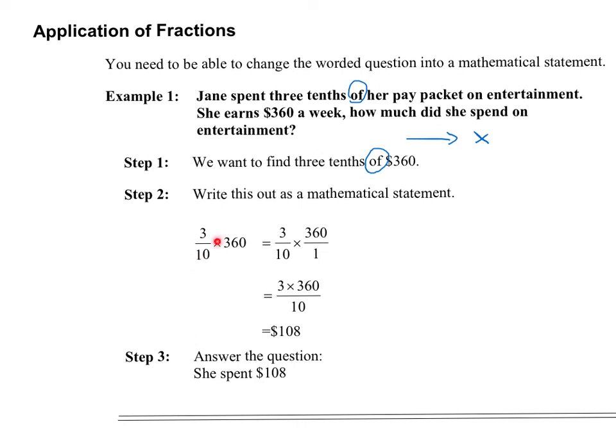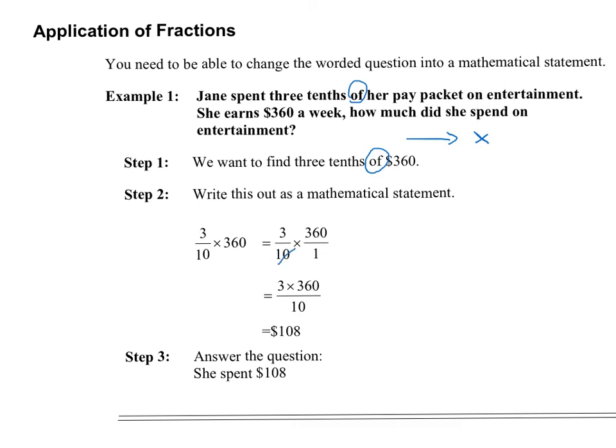3/10 of means to multiply $360. So as a fraction multiplication, it's set up like this, where the 360 is written in fraction form as 360 over 1. Now we can do a little bit of cancelling out here, although they haven't done it in the study guide as yet.